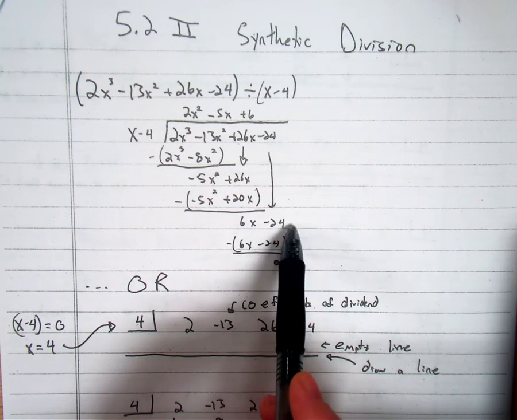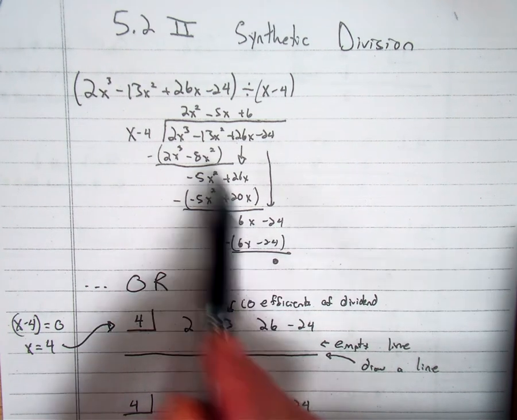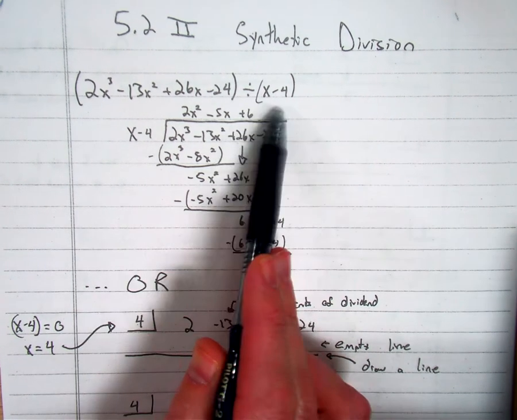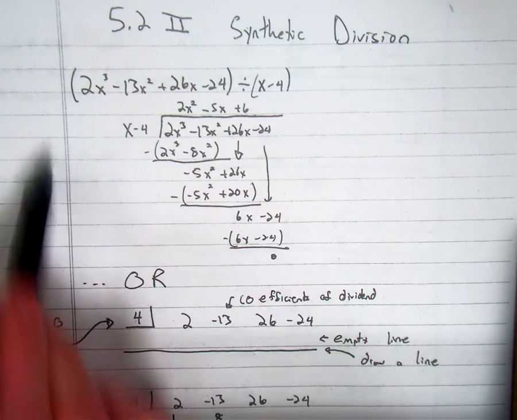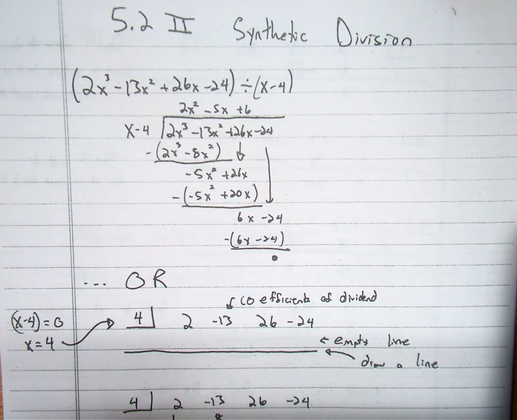Bring your next one down. Compare the fronts. 6x divided by x is plus 6. Multiply it back. Subtract down. No remainder. Okay, that's a lot of work and takes up a lot of space on our paper. Let's see if we can come up with a shortcut. Well, we won't see. I'm going to show you the shortcut.